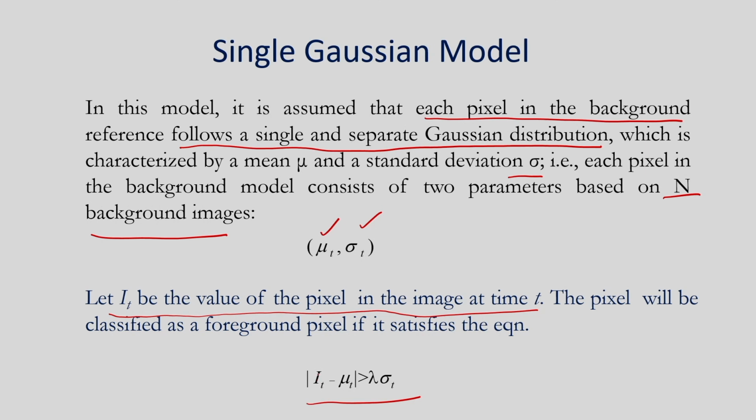It means the value of the pixel in the image at time t minus the mean is greater than lambda sigma t. If this condition is satisfied, then I can consider that particular pixel as a foreground pixel. So lambda is a user defined parameter, and I am considering the difference between the pixel and the mean mu t. If it is greater than lambda sigma t, then we can consider that particular pixel as a foreground pixel.